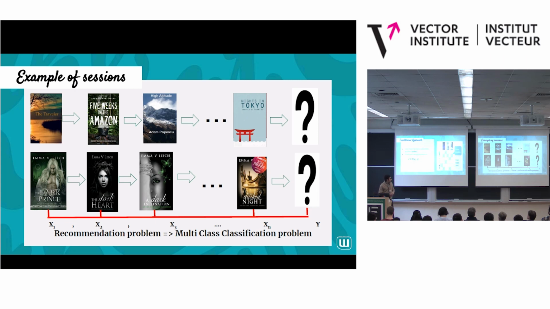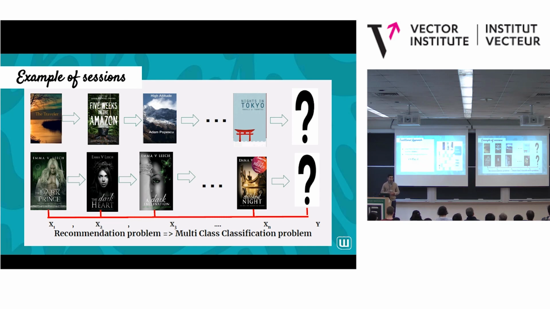So here is an example of what sessions look like. The top row represents one session of stories. Users have read story 1, 2, 3, and the recommendation task is to predict which story the user is going to read next. The bottom one is another type of session. As you can see, both sessions are from the same user, but the stories they're reading are completely different.